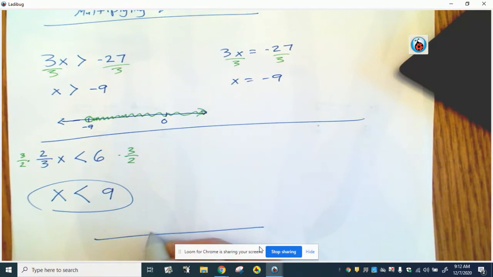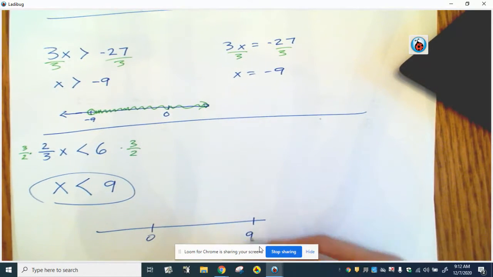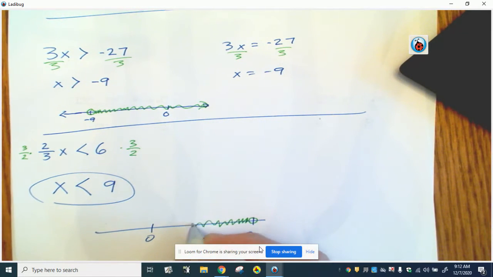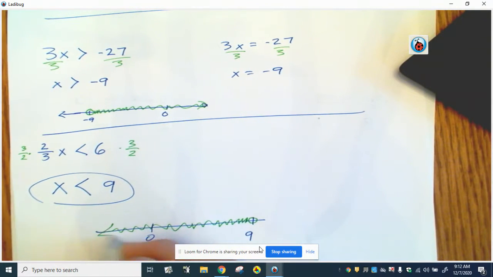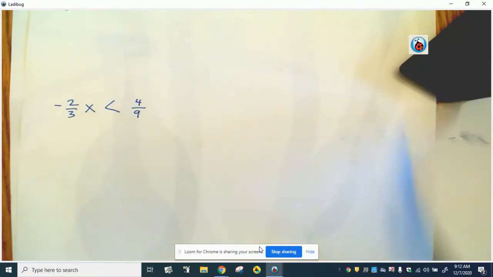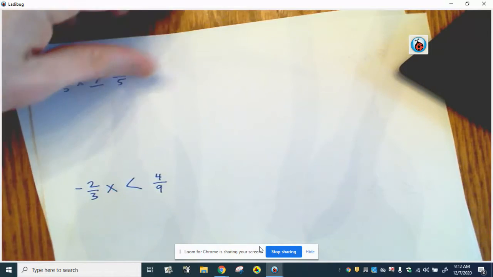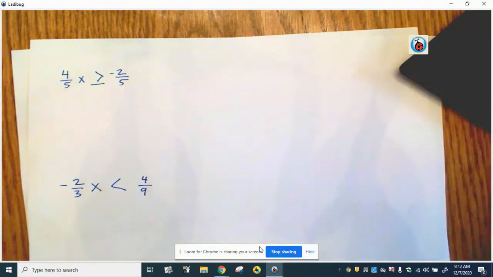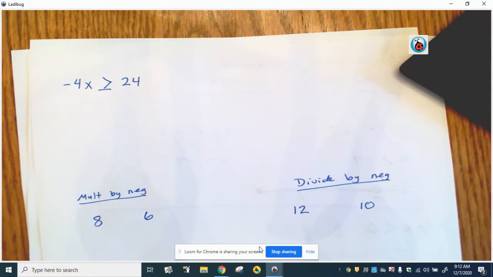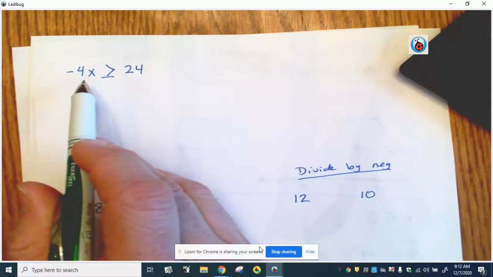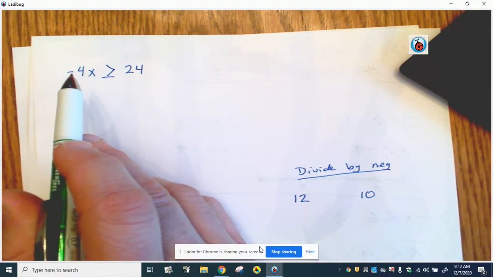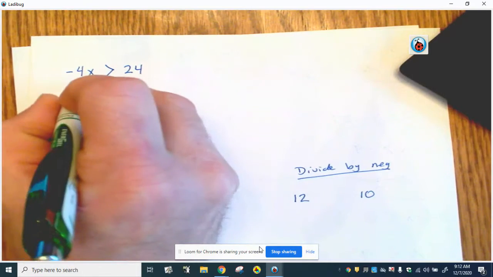Okay, again, we can graph that. Here's 0. 9 will be way over here. It would be less than. I'd have an open circle because it's not "or equal to," and I would shade everything to the left. Okay? Now, let's get into some of the differences, though. Well, let's do a couple more examples first. Let's do the differences. So, the difference here is what happens when you basically have to divide by a negative.